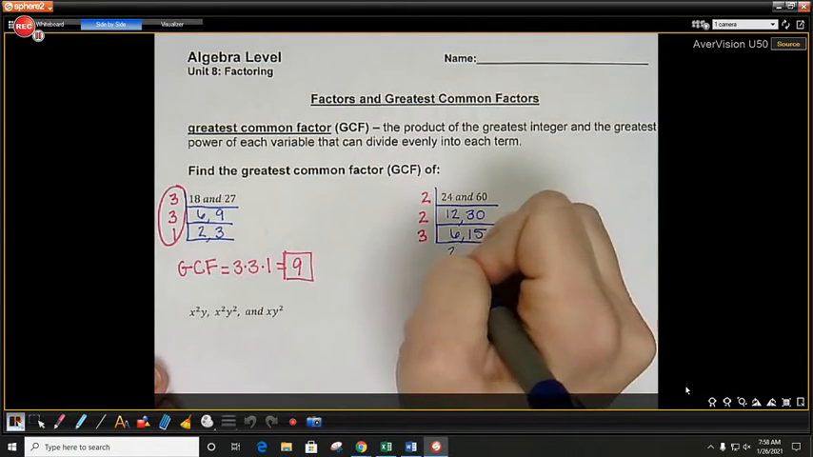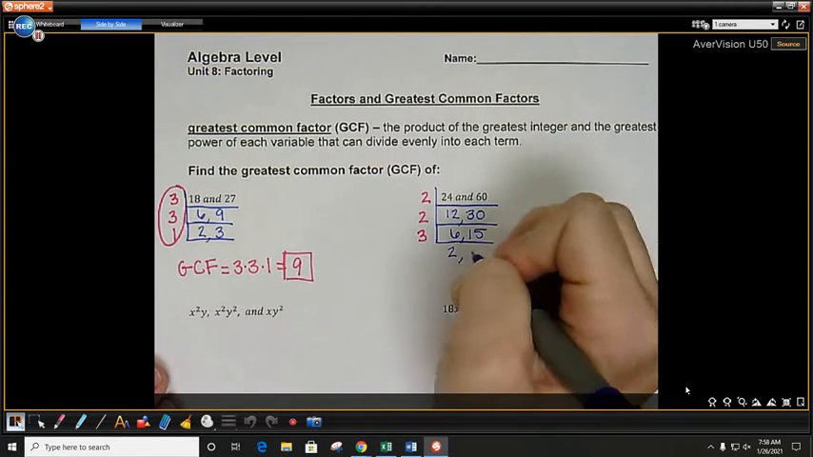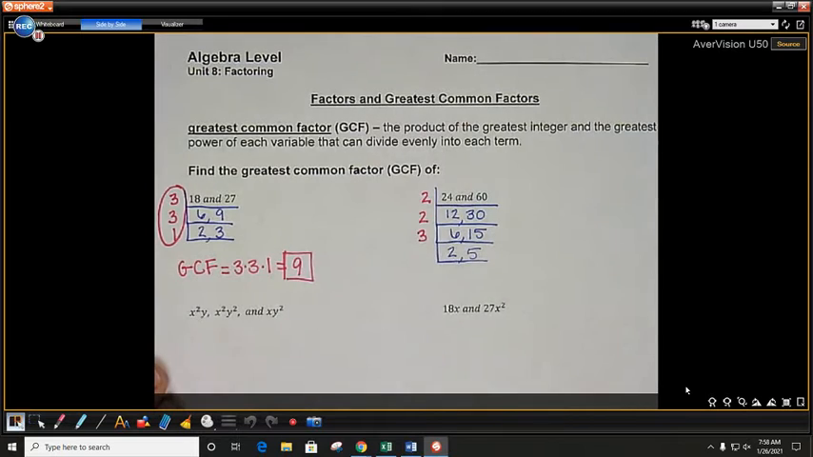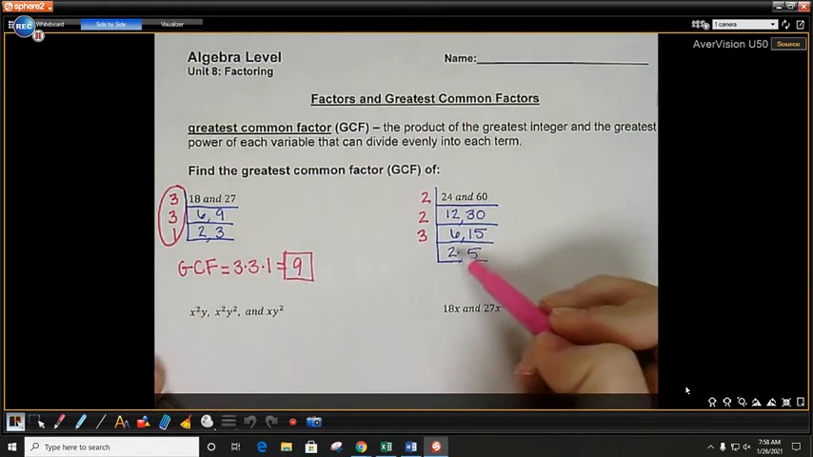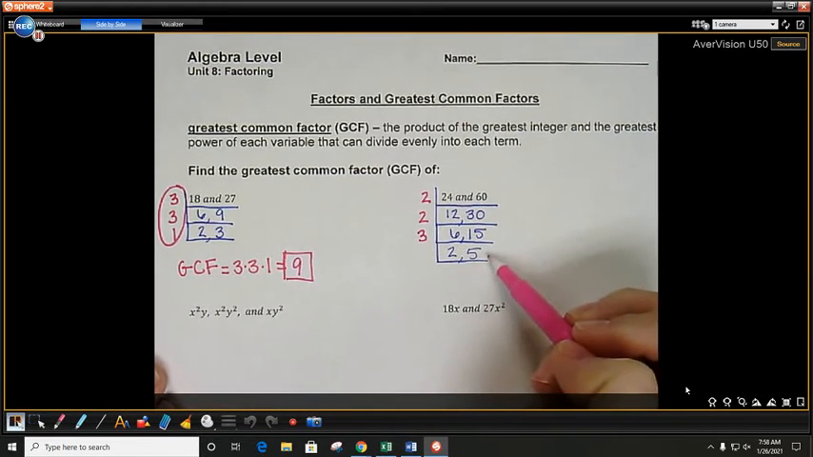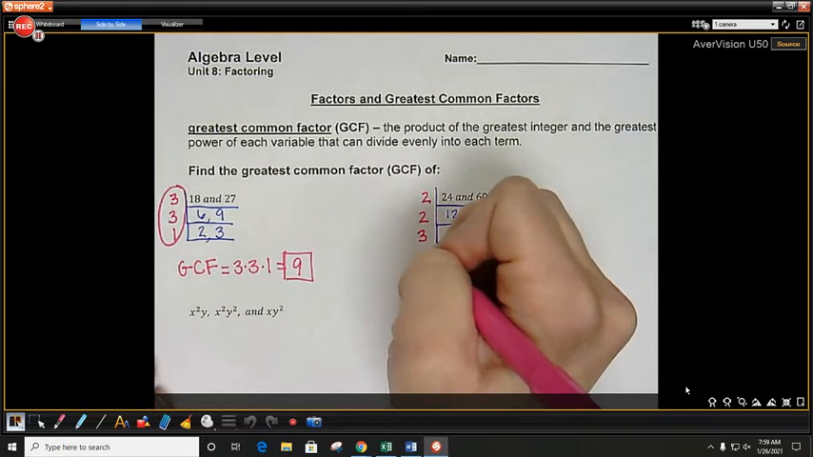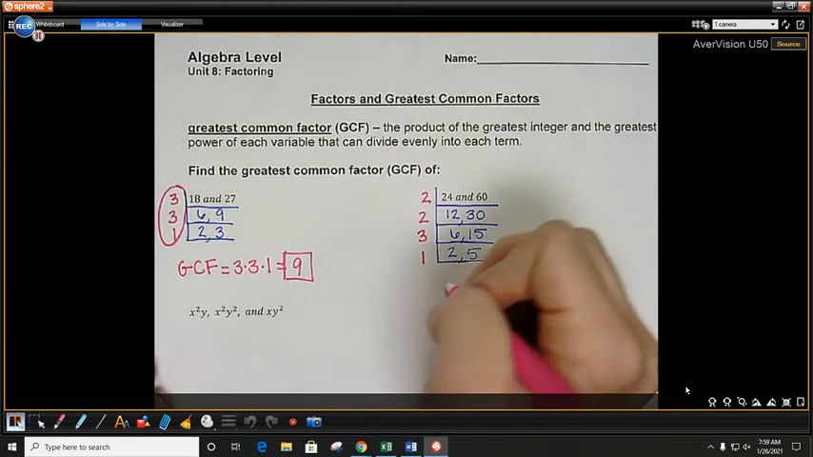6 divided by 3 is 2. 15 divided by 3 is 5. 2 and 5 are both prime numbers. They won't necessarily always be prime numbers. It could have been like 2 and 9. 9 wouldn't be prime, but you would only have a common factor left of 1.